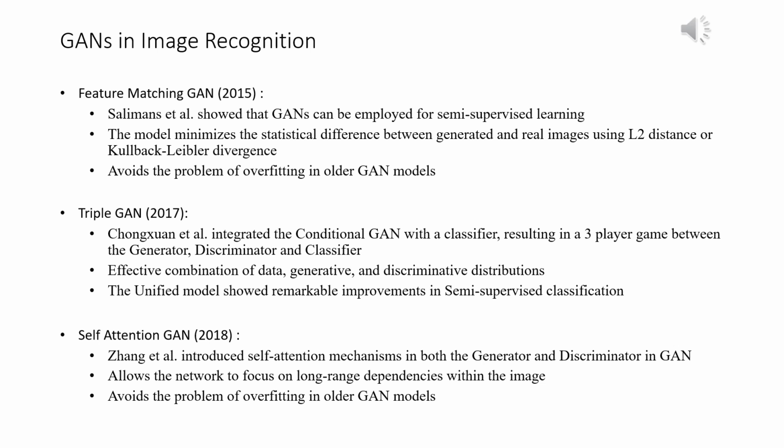The self-attention GAN was introduced in 2018 by Zhang and team. They introduced self-attention mechanisms in both the generator and the discriminator. This model allows the network to focus on long-range dependencies within the image, and it also avoids the problem of overfitting in older GAN models like the feature matching GAN paper.